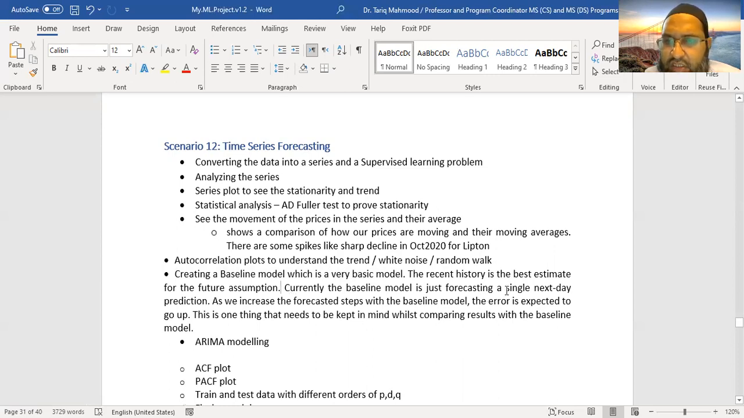Currently, the baseline model is just forecasting a single next day prediction. As we increase the forecasted steps of the baseline model, the error is expected to go up, which is obvious, because if you forecast into the very near future, like nowcasting, then you are liable to forecast in a small range with a very high confidence interval. But if you forecast for the next 5 months, then you're liable not to have very good accuracy.